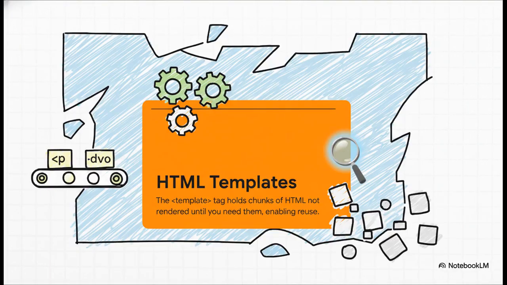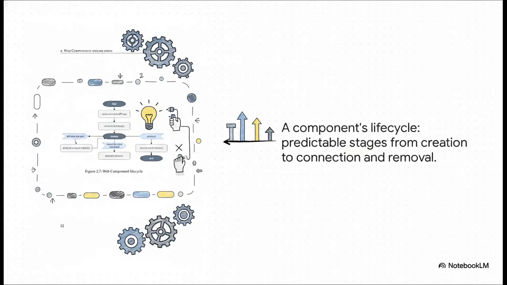And the third pillar here is HTML templates. The template tag is kind of like a holding area for chunks of HTML. The browser knows it's there, it checks that it's valid, but it doesn't actually show it on the page until you say, "Okay, go." This makes it incredibly efficient to stamp out copies of your component structure whenever you need them, kind of like a cookie cutter. So when you put all this together, these native components have a really predictable life cycle.